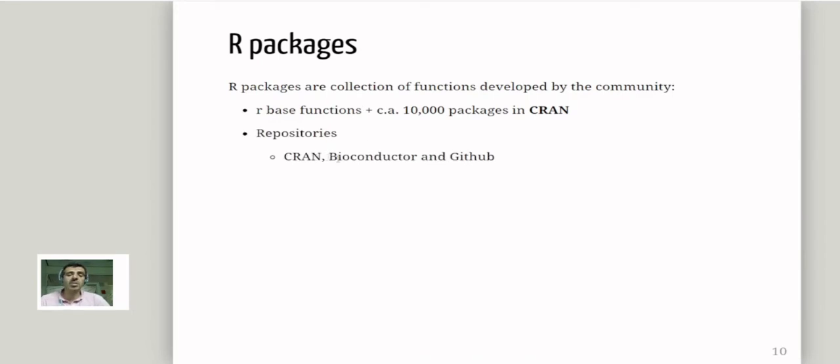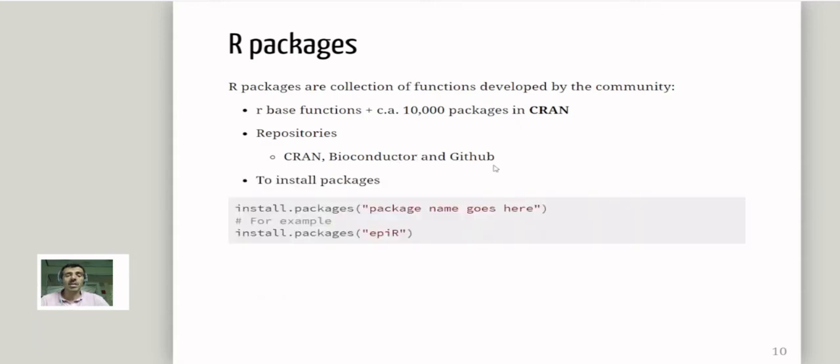CRAN is the official repository of R, but you can also find some packages in Bioconductor or in GitHub. So how do you install a package? You install it with this function, install.packages, and then within quotation marks you write the name of the package you are interested in using. In this case, let's say we are interested in epidemiological tools, and this package is called EpiR, and we can install it by typing this, and we will install EpiR on our computer.